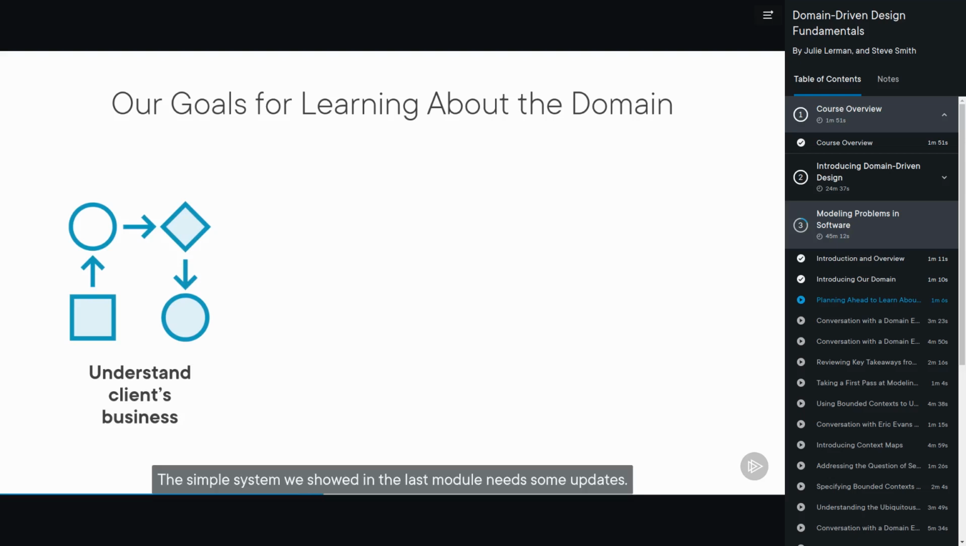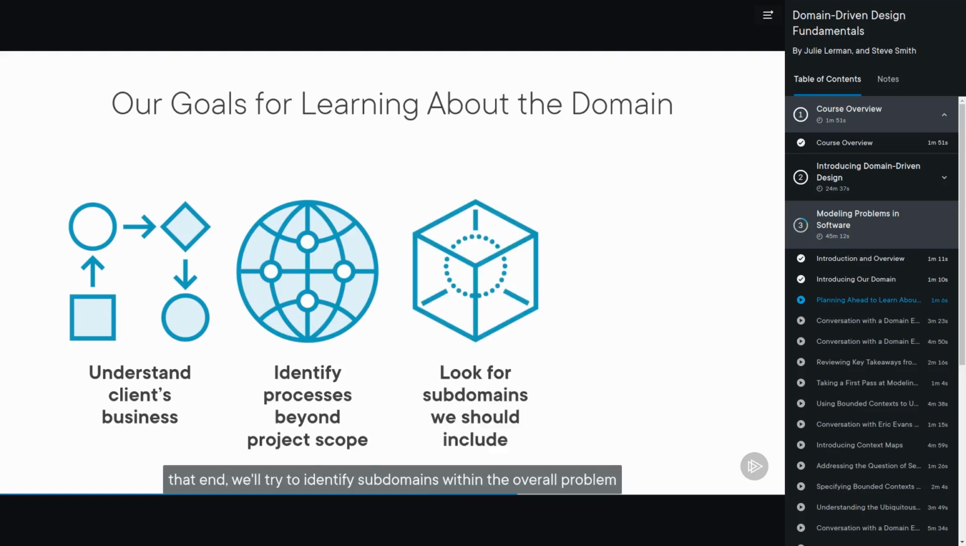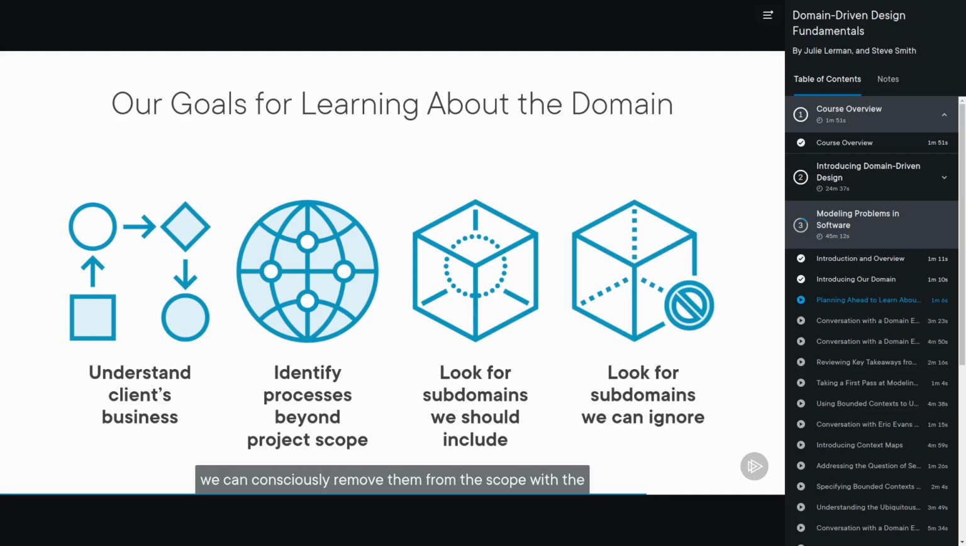The simple system we showed in the last module needs some updates, so we're going to share some conversations we had with the domain expert to help validate our initial assumptions. An important part of this conversation is going to be identifying the things that aren't included in the scope of the project or feature. To that end, we'll try to identify subdomains within the overall problem domain, and then determine whether or not we need to concern ourselves with these subdomains at the moment. If not, we can consciously remove them from the scope with the customer's approval and avoid confusion and possible missed expectations later. To get started though, we do want to know a little bit about the big picture.